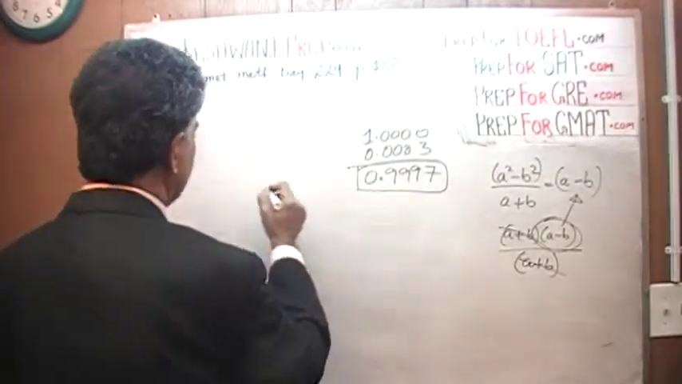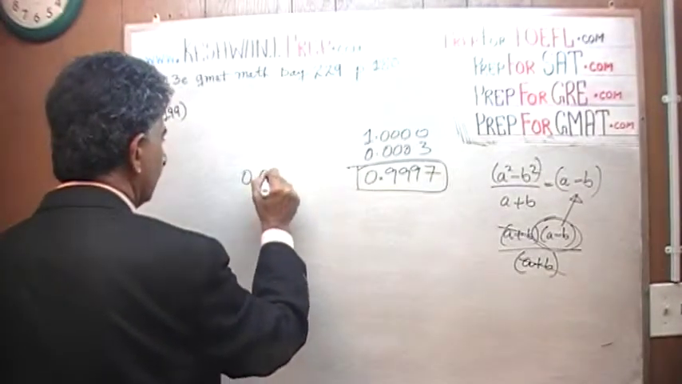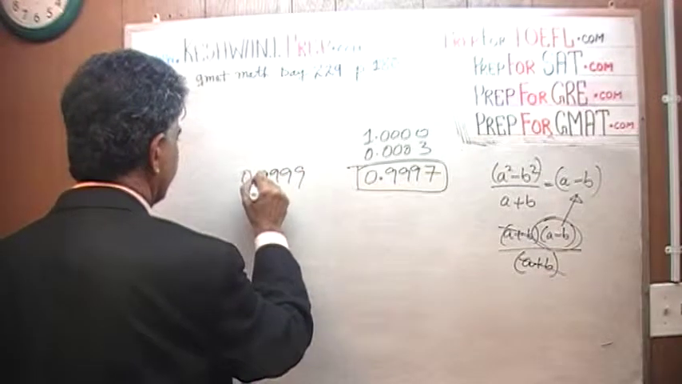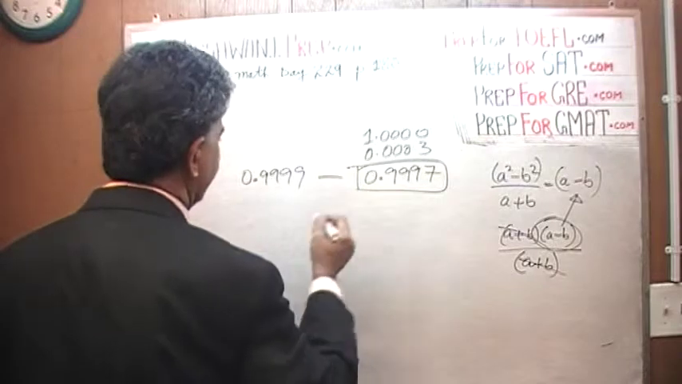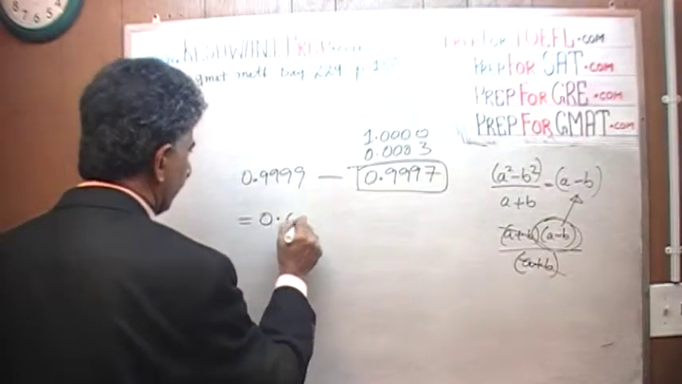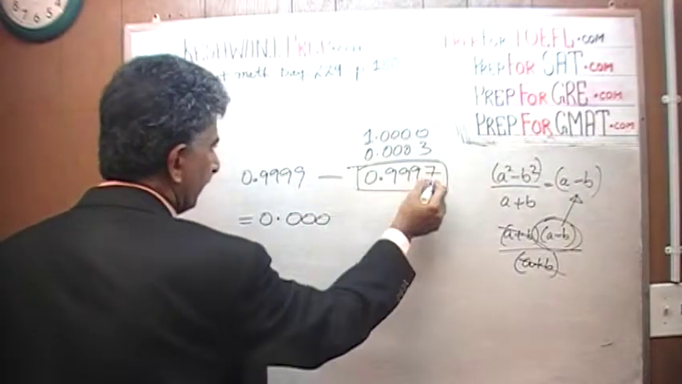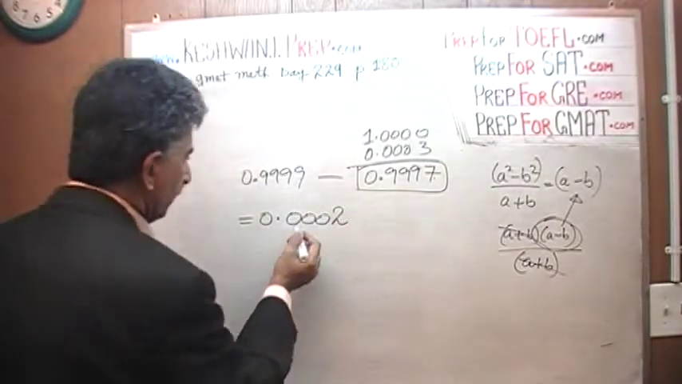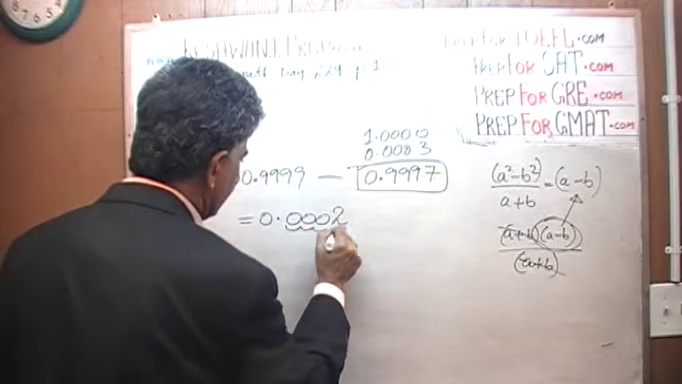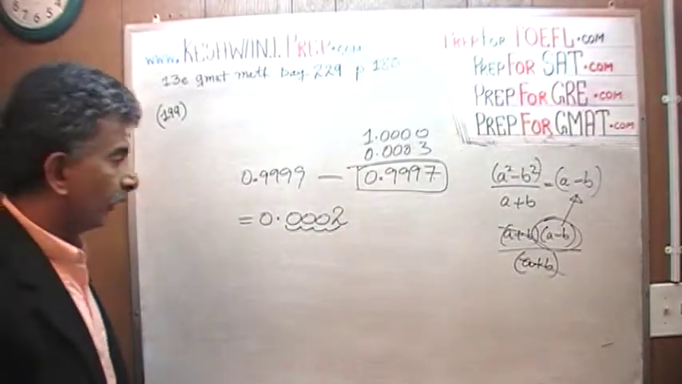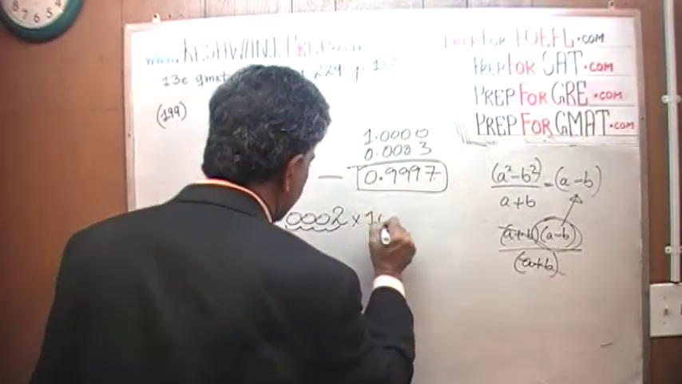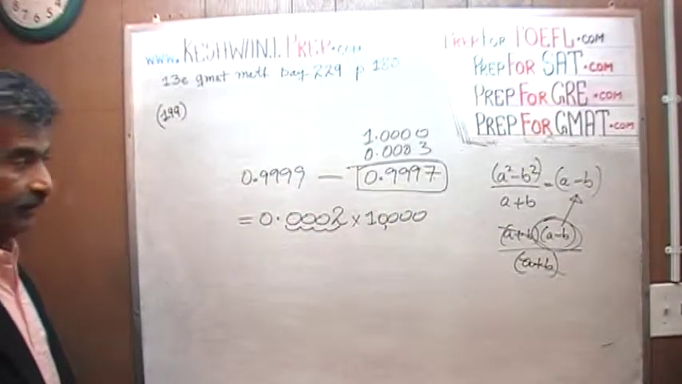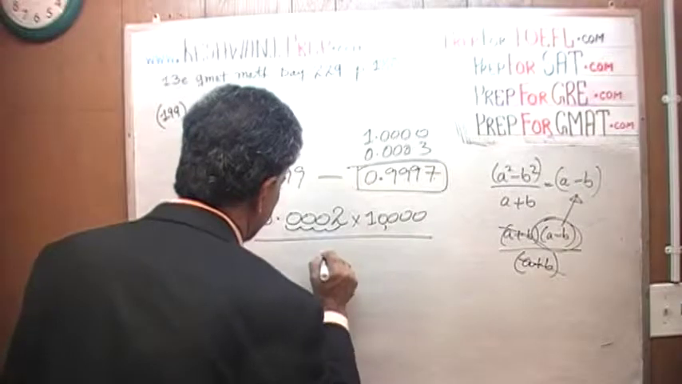So that's the second part. The first part was 0.9999 minus 0.9997, which is the same as 0.0002. Nine minus 7 is 2, which can be written as we need 1, 2, 3, 4. We need to move the decimal places by 4. So let's multiply this thing by 10,000. If you're going to multiply the top by 10,000, we have to multiply the bottom by 10,000.